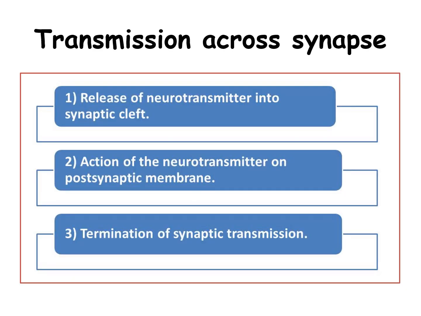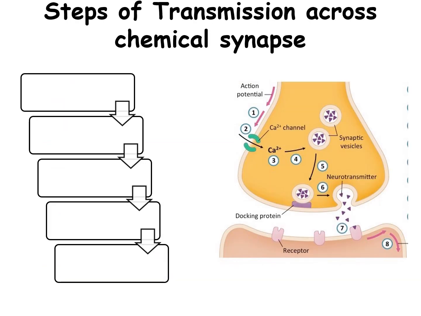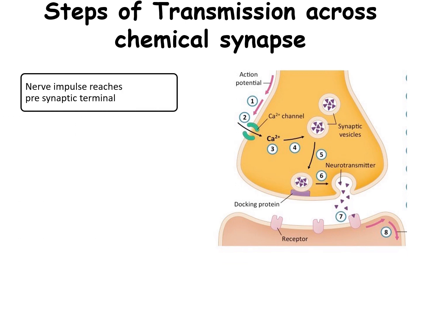So when we talk about the transmission of the synapse, it follows three processes: release of neurotransmitter in the synaptic cleft, action of neurotransmitter on the postsynaptic membrane, and then termination of the synaptic transmission. If the nerve impulse is not terminated, it will go into the repeated circuit and that will lead to the fatigue of the neuron. So equally important is the termination of the synaptic impulse. So these are the different steps.